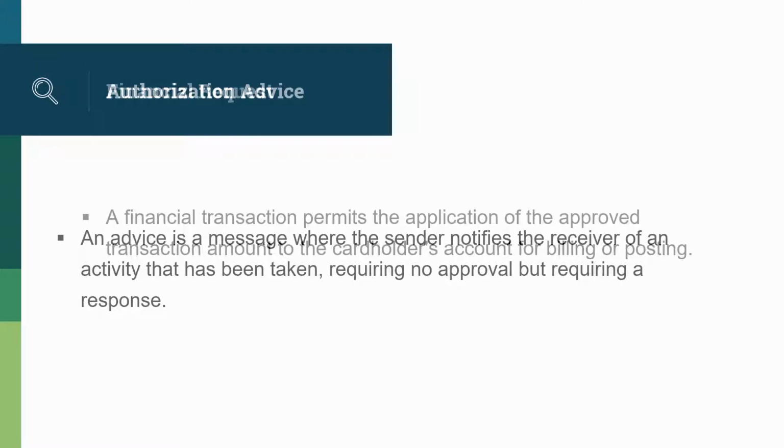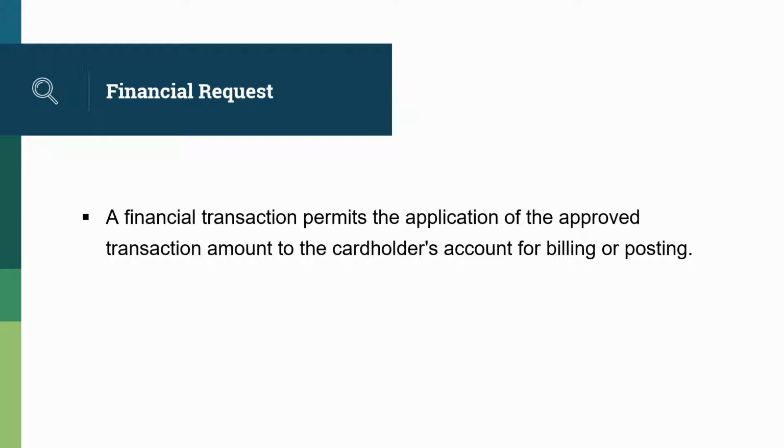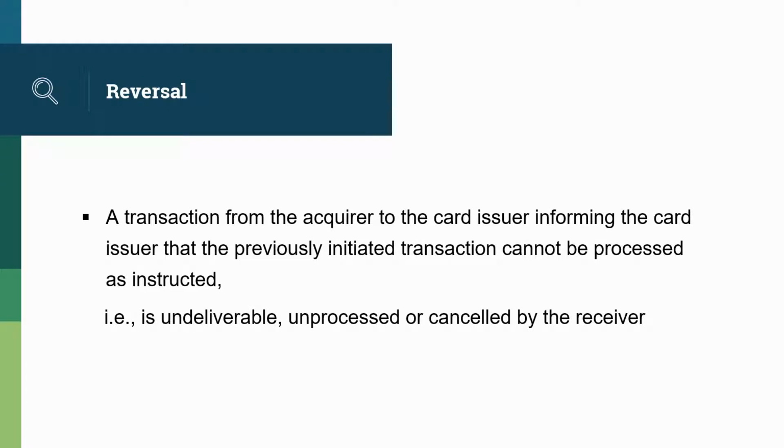Let's now look at financial transactions. A financial transaction permits the application of the approved transaction amount to the cardholder's account for billing or posting. And messages can also take the form of a request or an advice. Let's move to reversal messages. A reversal is a transaction from the acquirer to the card issuer, informing the card issuer that the previously initiated transaction cannot be processed as instructed. For example, if it is undeliverable, unprocessed, or cancelled by the receiver.